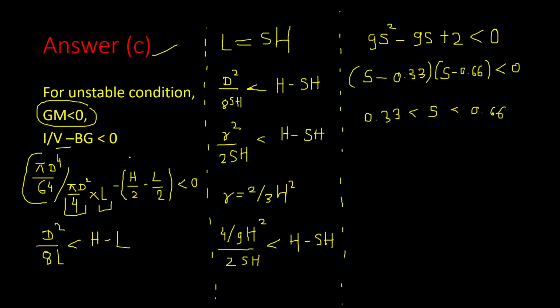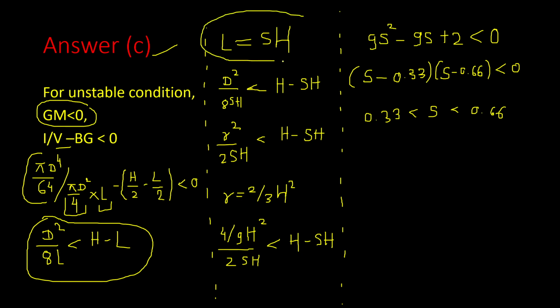So if we calculate this left hand side, we'll get d square by 8L is equal to h minus L. So this is a very important relation. One another relation that you should know is L is equal to S into H. So what is L, what is S, and what is H? So this S is specific gravity.